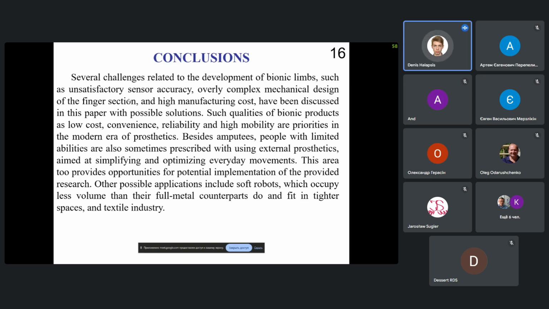Other possible applications include soft robots, which occupy less volume than their full metal counterparts do and fit in tighter spaces, as well as the textile industry.